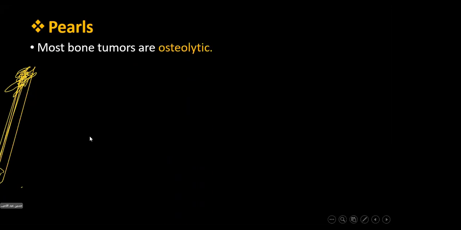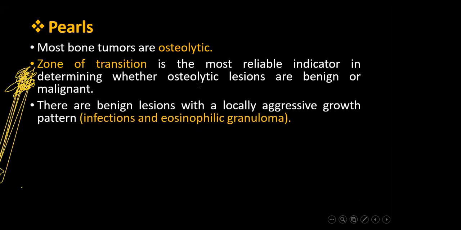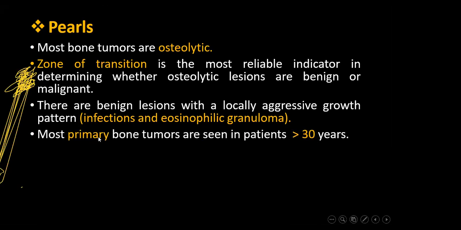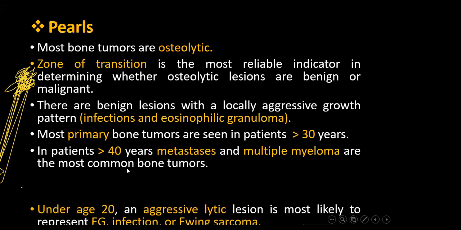We have some notes to keep in mind. Most bone tumors are osteolytic. Zone of transition is the most reliable indicator for determining whether osteolytic lesions are benign or malignant. There are benign lesions with a locally aggressive growth pattern, including infection and eosinophilic granuloma. Most primary bone tumors are seen in patients above 30, and in patients above 40, metastasis and multiple myeloma are the most common bone tumors.